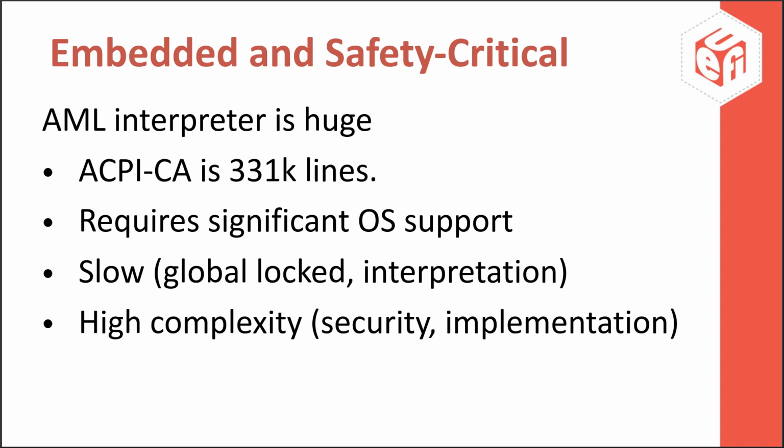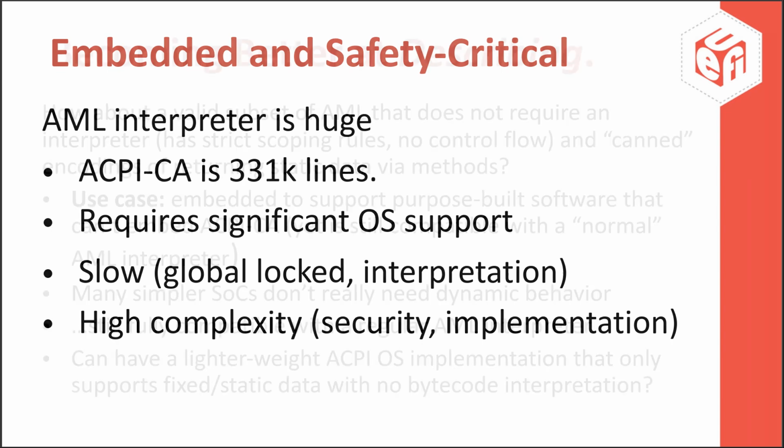Right, fully compliant to what? The spec is over 1,200 pages. An ACPI interpreter is a significant effort, and it involves significant OS support: mapping memory, locking primitives, timers. So in fact, you can't use AML in fairly early boot code. AML is interpreted. It also has a single global lock. So you can say it amounts to being slow. And the high complexity means that it's hard to prove that it's correct. It's hard to write it from scratch. So what can we do about that?